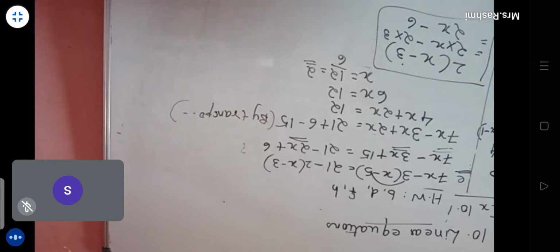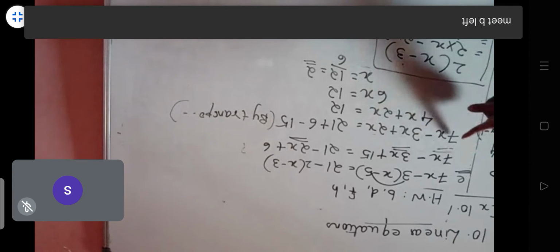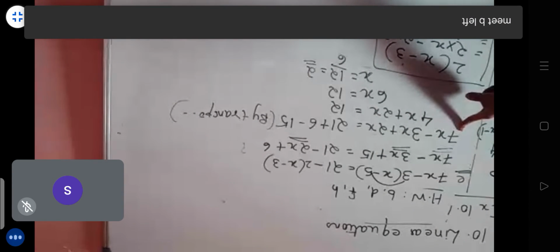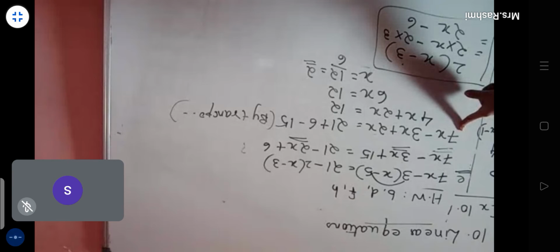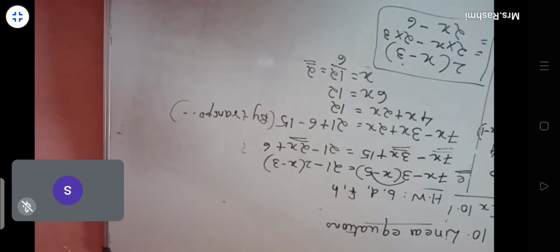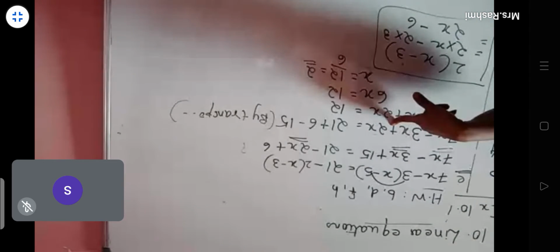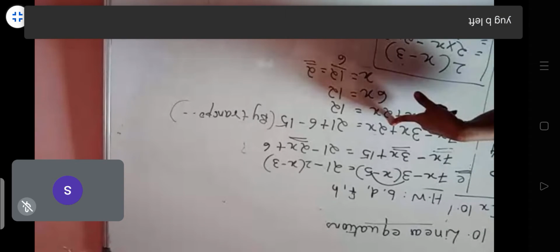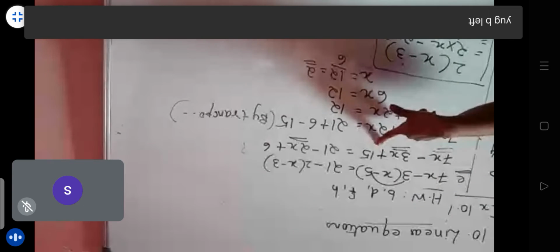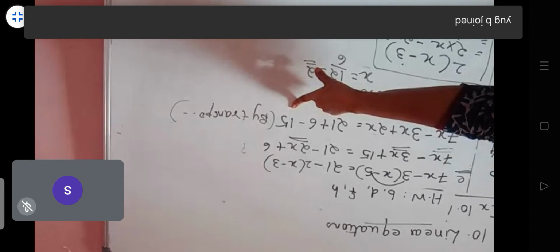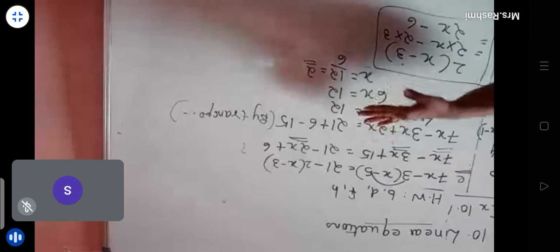Ma'am, in the third step, what happened? In the third step, you took 7 minus 3x, but why plus 2x? This minus 2x when it comes here, it will become plus. It will change its sign, no? Yes. Same with 15. Plus 15 will become minus 15. Okay. Everybody is clear with this step?